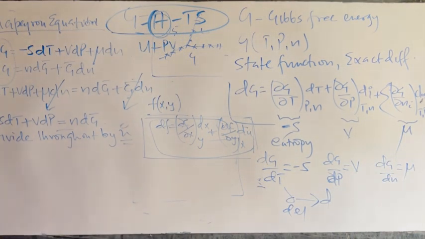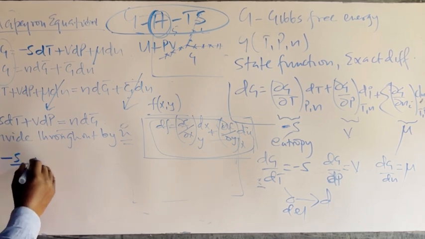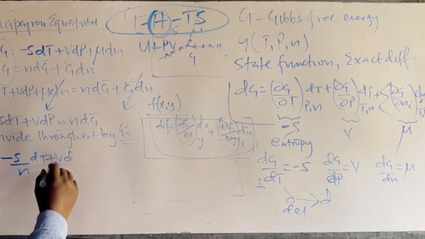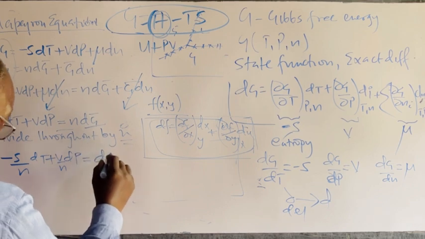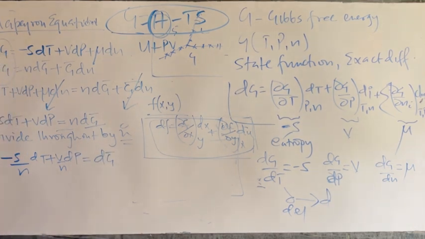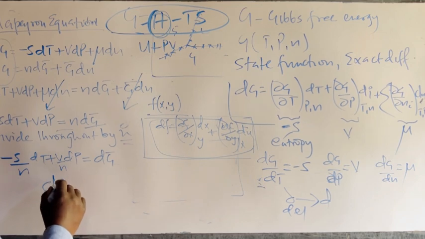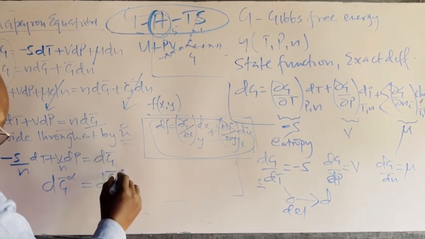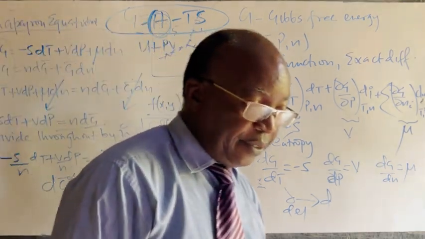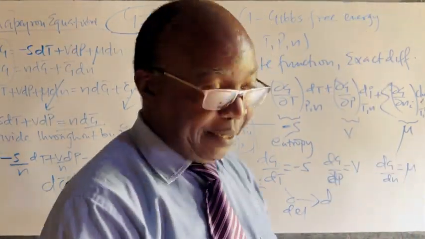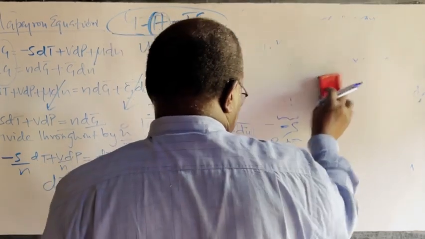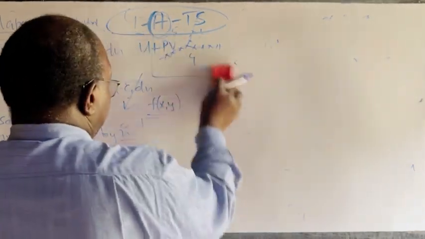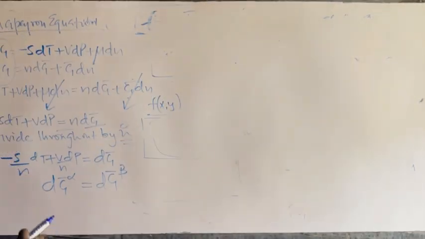So we have seen that these two, if we divide throughout by n, then we have minus S over n dT plus V over n dP equals dG bar. Now, when the two phases are coexisting in equilibrium, then dG bar of phase alpha must equal dG bar of phase beta. We say the chemical potentials in both phases must be the same for that particular component. Now, if we simplify this expression here, what do we get?